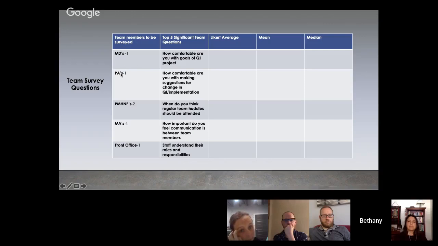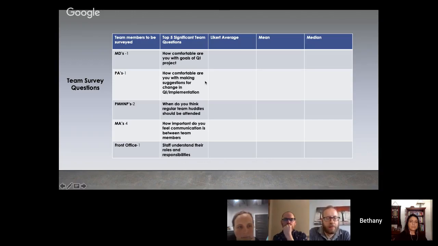So we have 1 MD, a PA, 2 psych mental health nurse practitioners, 4 MAs, and then we have a front office. So I was asking about their comfort level with the goals and how comfortable they are making suggestions for QI. And when do you think team huddles should be attended? Because we're all independent contractors except for the primary psychiatrist. So our schedules are varying.